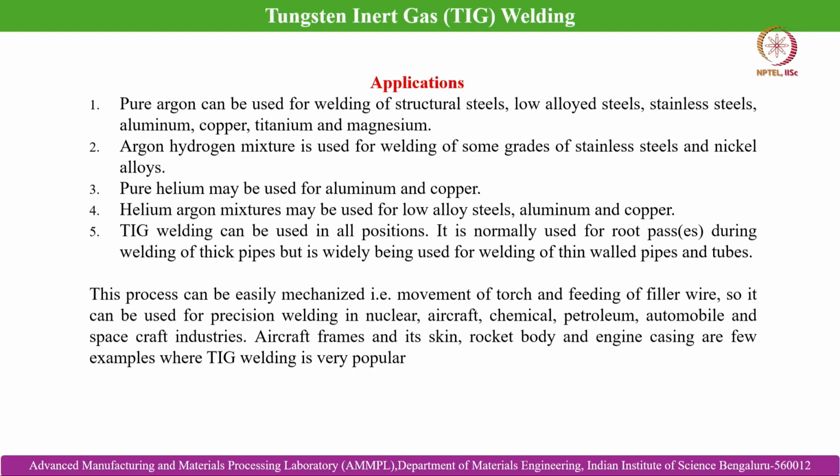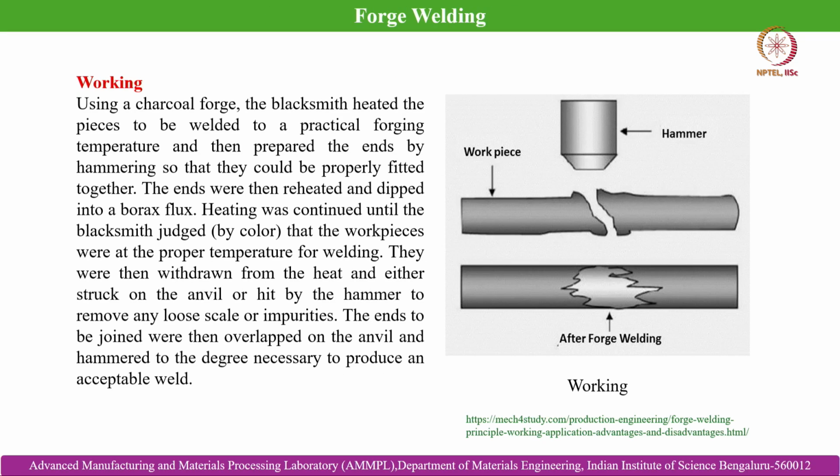This process can be easily mechanized, that is movement of the torch and feeding of filler wire. It can be used for precision welding in nuclear, aircraft, chemical, automotive and spacecraft industries. Aircraft frames and skin, rocket body, and engine casing are a few critical examples where TIG welding is very popular.